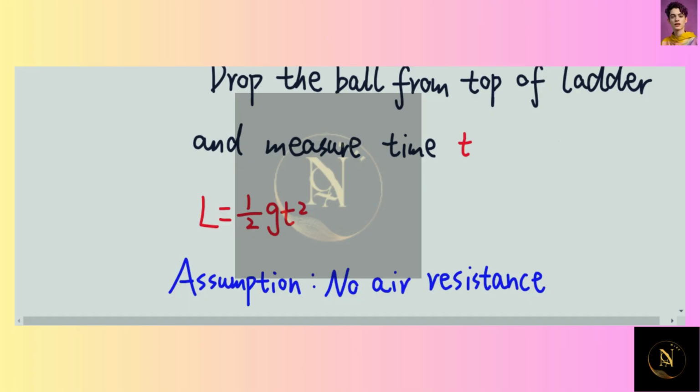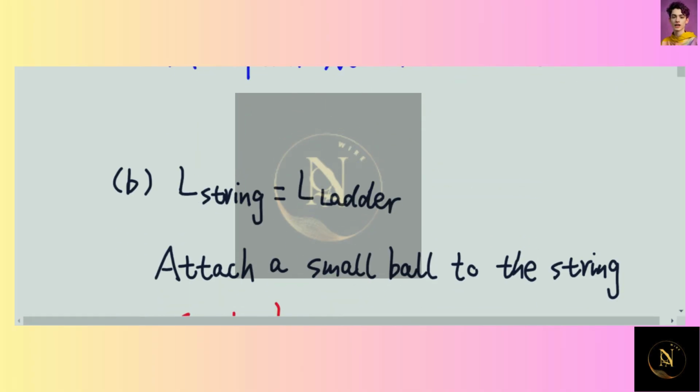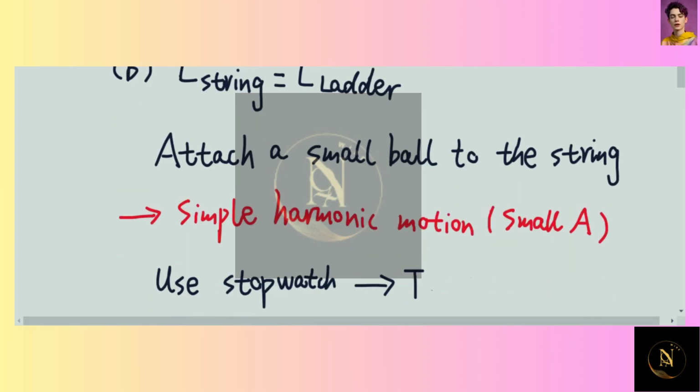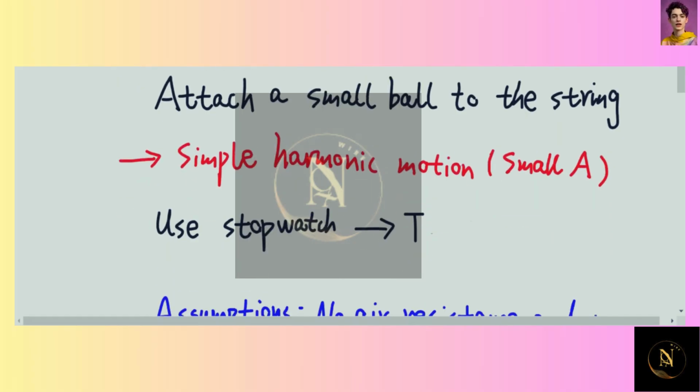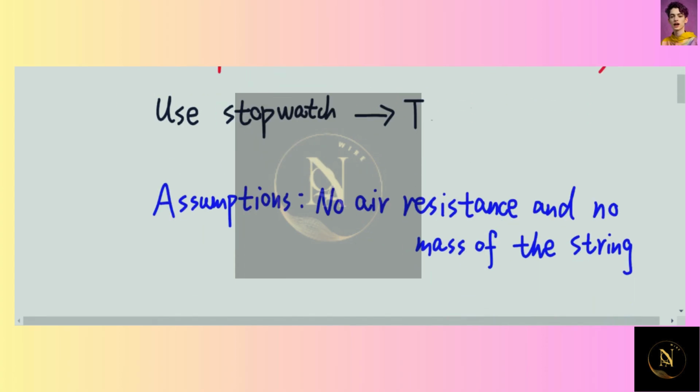The second experiment I can design is, first, let's make the length of the string equal to the length of the ladder. Then we can attach a small ball to the string and let the small ball undergo simple harmonic motion with a small amplitude. Then use a stopwatch to measure the time period, which is T here. The assumptions I made are that there's no air resistance involved and the mass of the string is ignored, so basically no mass of the string was involved in the process.